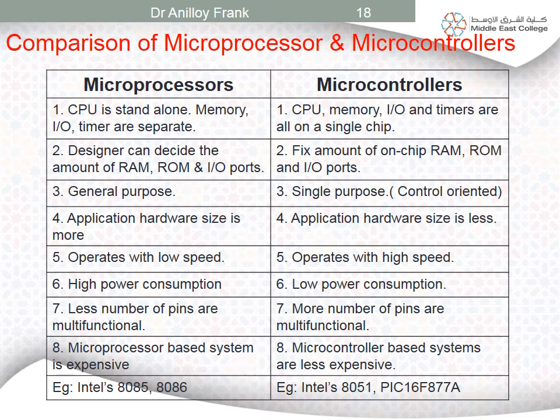Comparison of microprocessors and microcontrollers. Microprocessors are CPUs without memory, I/O, and timers in the chip. Microcontrollers have CPU, memory, I/O, and timers all in a single chip. Designers can decide the amount of RAM, ROM and I/O ports required in microprocessor systems. For microcontrollers, the amount of RAM and ROM is fixed.